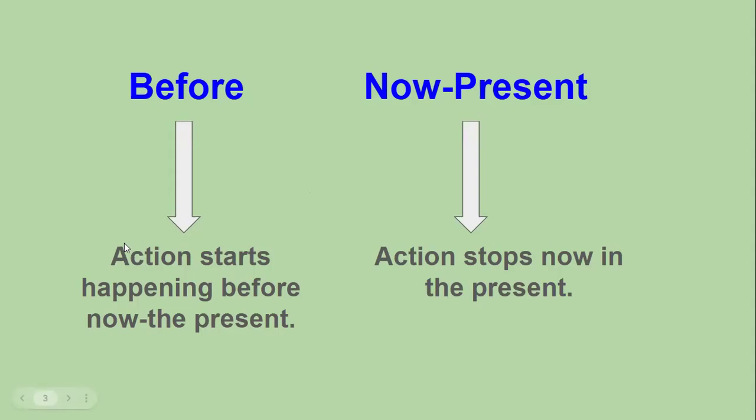So just to do a quick recap, the action starts happening in the past before the current moment, and then it stops in the current moment, meaning that we only see the results of the action right now in this current moment, in the present. That's when we see the result. The action stops now. So that's when we use the present perfect tense. It is the first case.